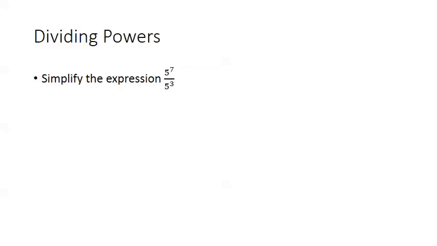Simplify the expression 5 to the power of 7 over 5 to the power of 3. Well, first of all, we know we got the same base, right? So what's the quotient rule? We subtract. So it's 5 to the power of 7 minus 3. What's 7 minus 3? Well, it's 4. 5 to the power of 4.